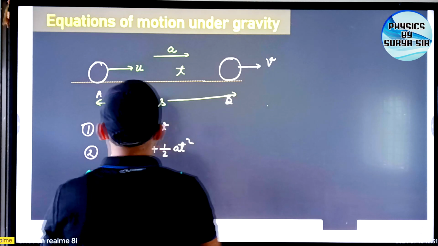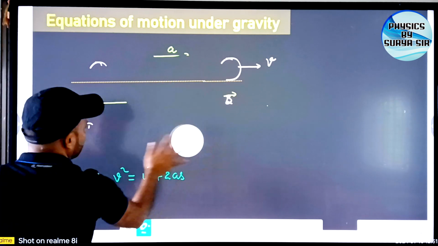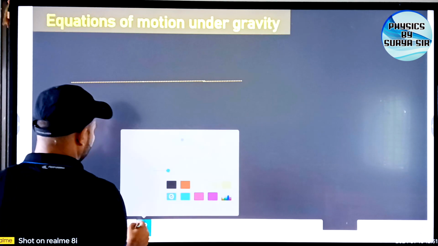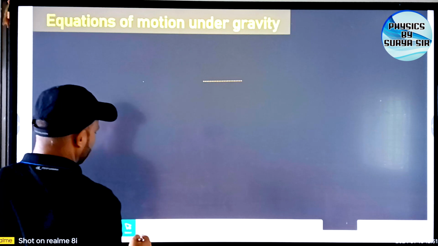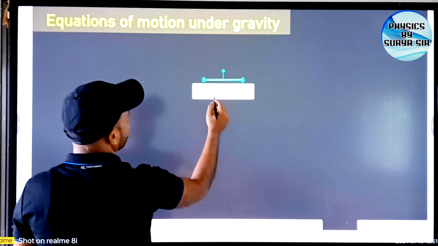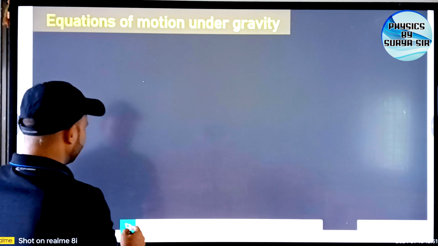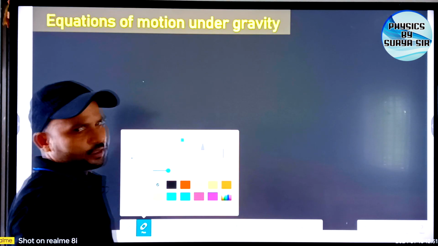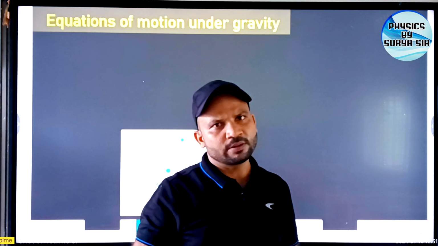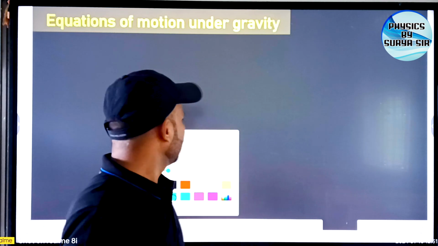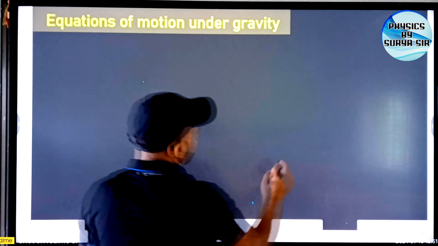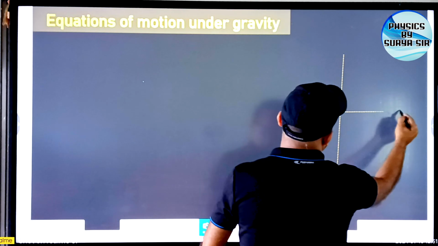Suppose any object is under motion under gravity. So there will be 2 cases. Either the object is moving in the upward direction, or the object is moving in the downward direction. So in both cases we will use some convention. What will be the convention?